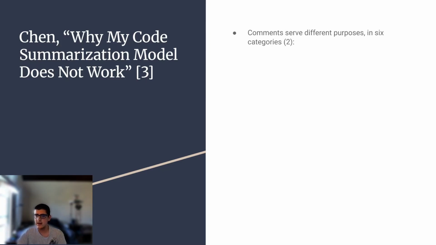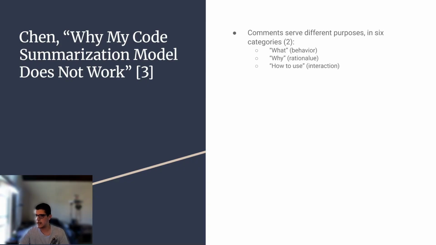So the article identifies that comments serve different purposes, and they put them in 6 categories. So the first category is what they call what. So these comments describe what the method does overall, what is the overall behavior of it. Why explains the rationale behind the method. Why was it written this way? Why does it even exist?